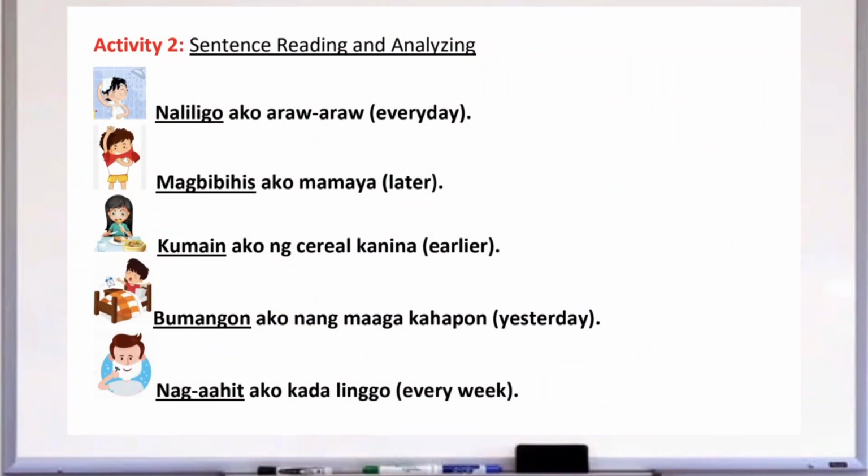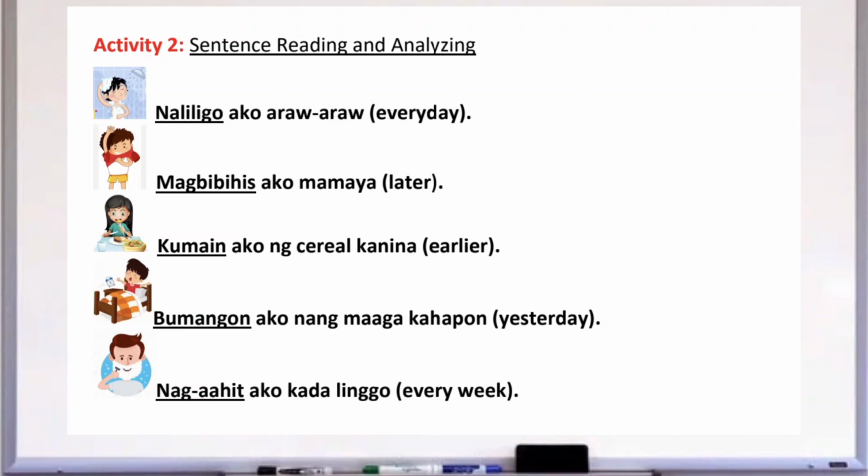Now, let's go to the second activity. In this activity, we are going to read and analyze our sentences. So I use the same picture, use the same verbs, but I change their tenses. So I am going to read all the sentences first and then I'll give you time to read them on your own. I suggest that you read each sentence out loud so that you can hear yourself, your pronunciation, and your intonation. Let's see if you are able to imitate how I read them.